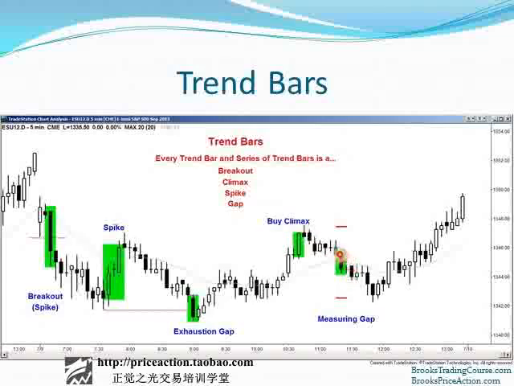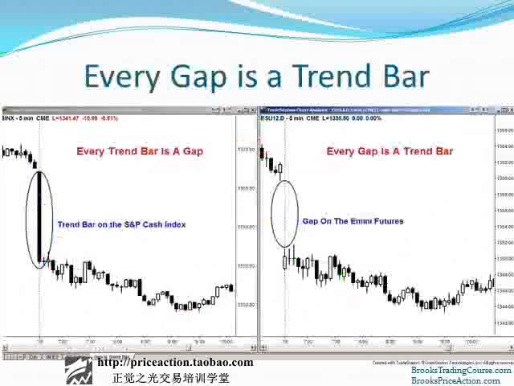Sometimes you get a bear breakout of a bull flag, and you have to be thinking that it might lead to a measured move. So here, this gap functioned as a measuring gap. And you can see the market turned around at the measured move down. Every gap is a trend bar, and every trend bar is also a gap.